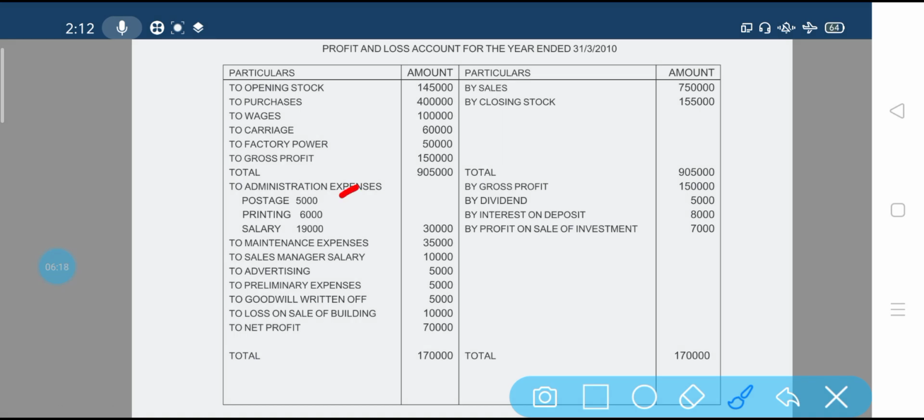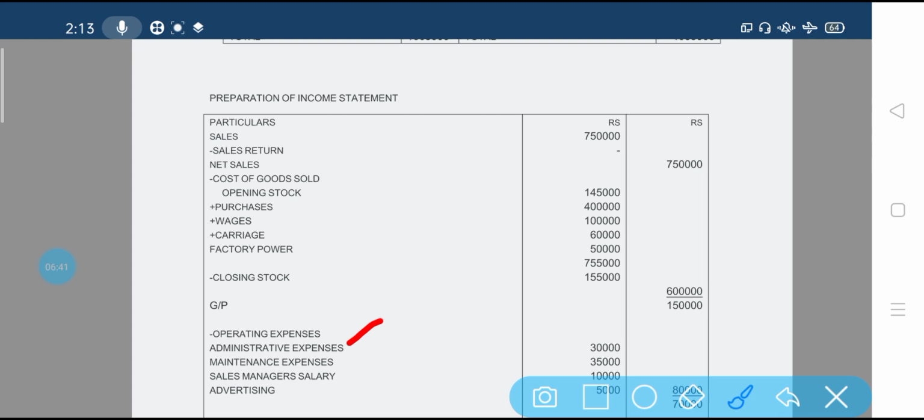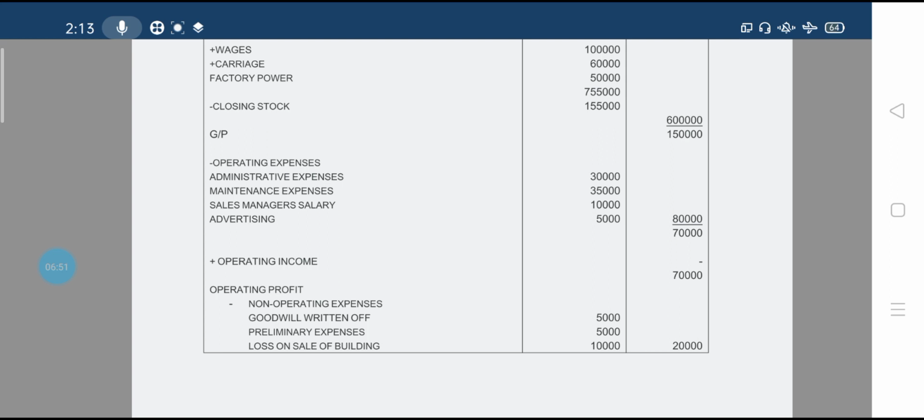Administrative expenses, under that postage, printing, salary, and maintenance expenses, sales manager salary and advertising. All these are operating expenses. So administrative expenses total 30,000 is taken. Maintenance expenses, sales manager salary and advertising are taken. Total amounts to 80,000.